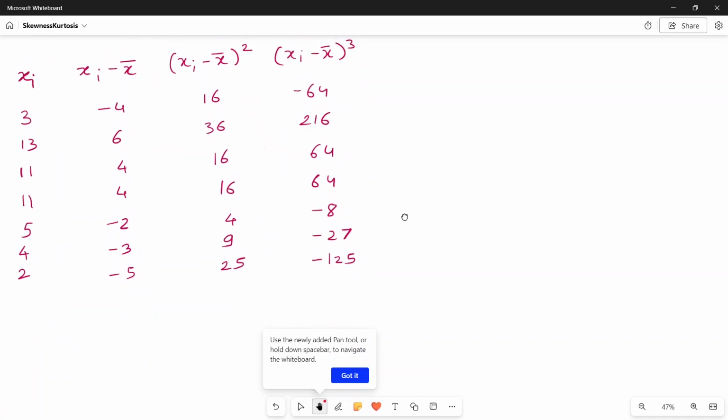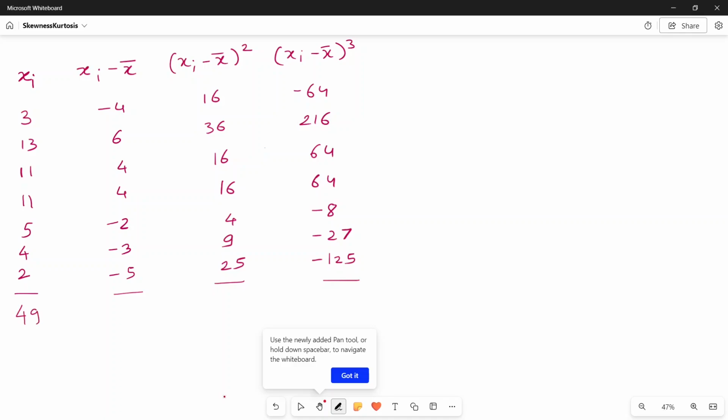Now we have to calculate the summation. So if you calculate the summation, we'll need the summation for xi. The summation of this we have already calculated when finding the mean. We won't require this, but it is 49 anyways.